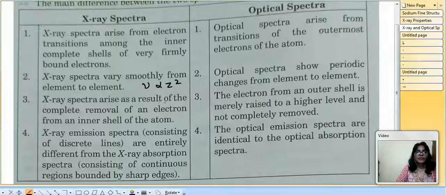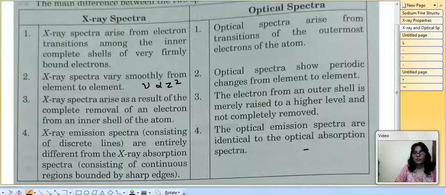X-ray spectra arise as a result of the complete removal of an electron from an inner shell of the atom. So here high velocity electrons or cathode rays knock out the electron completely from the atom. But in the optical spectra, the electron from an outer shell is merely raised to a higher level and not completely removed. So this is the difference. Then X-ray emission spectra consisting of discrete lines are entirely different from X-ray absorption spectra consisting of continuous regions bounded by sharp edges. Whereas the optical emission spectra are identical to the optical absorption spectra.